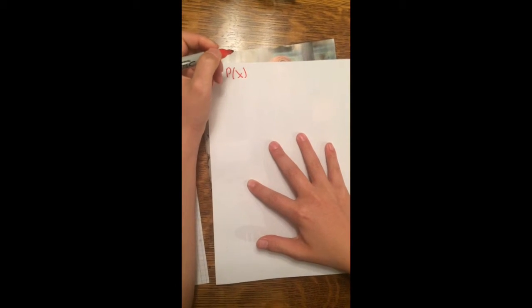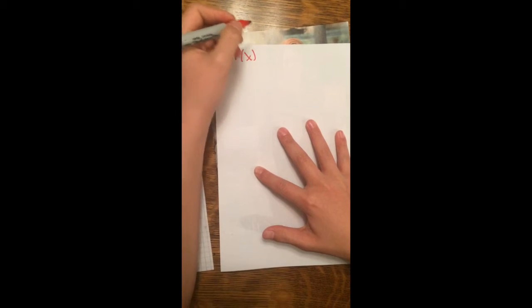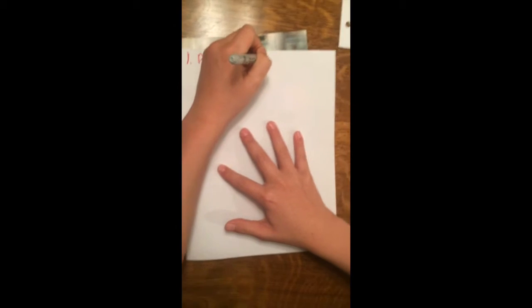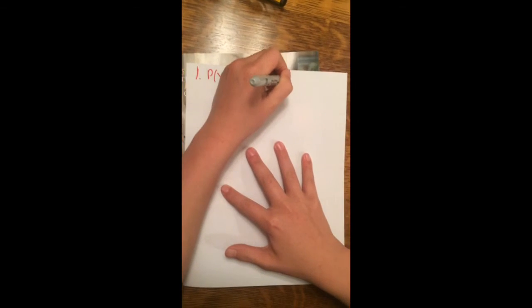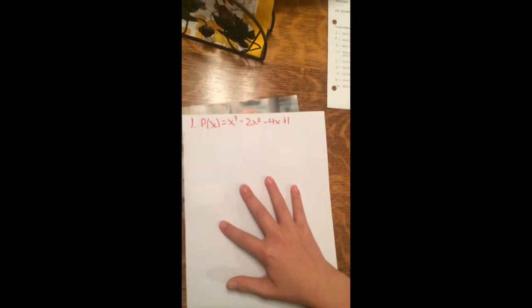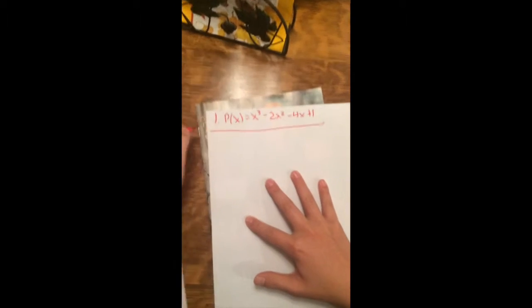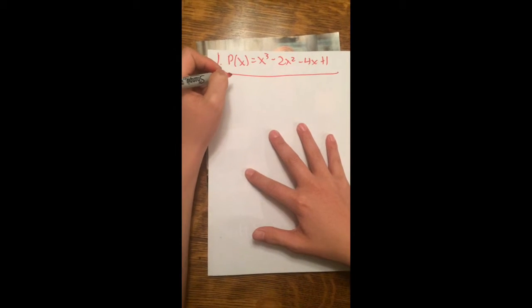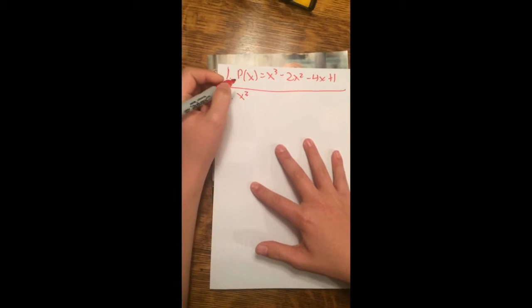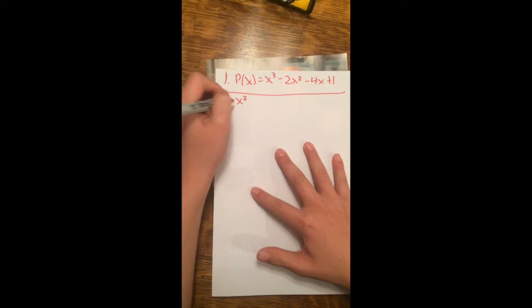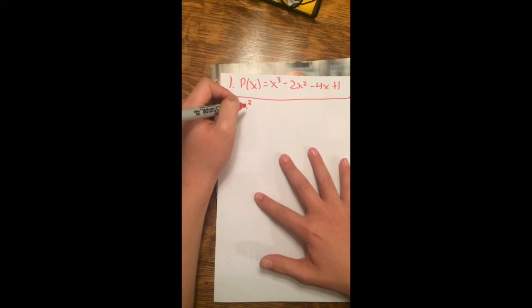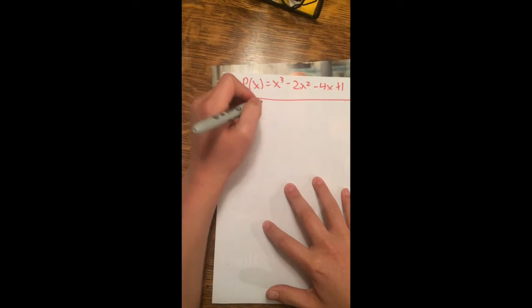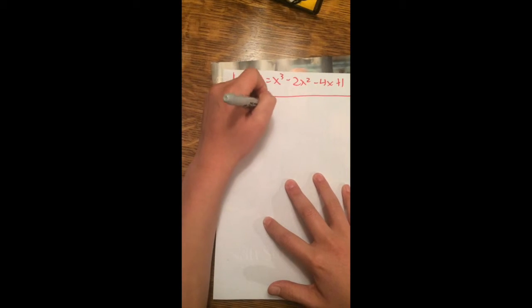Okay, today we're talking about this polynomial p of x equals x to the third minus 2x to the second minus 4x plus 1. Describe the end behavior. The end behavior for this polynomial x to the third, you look at the highest degree, so it's odd and there's no coefficient. So the end behavior for this polynomial is going to be down, up.